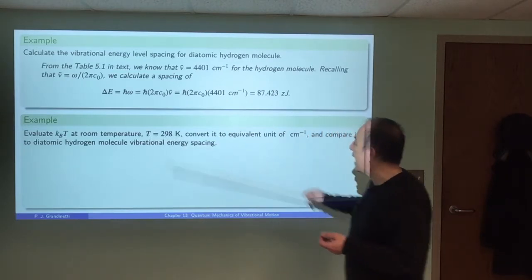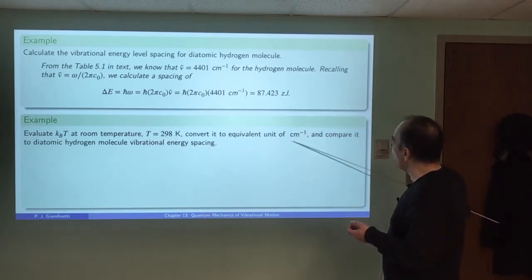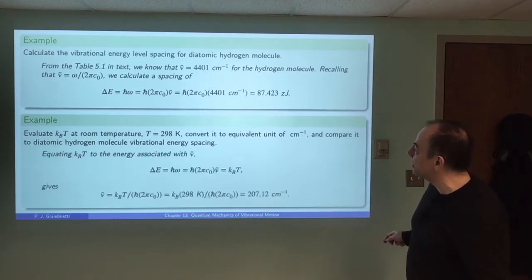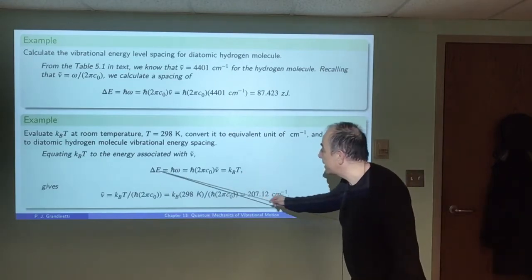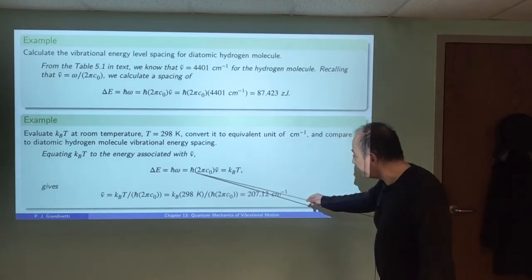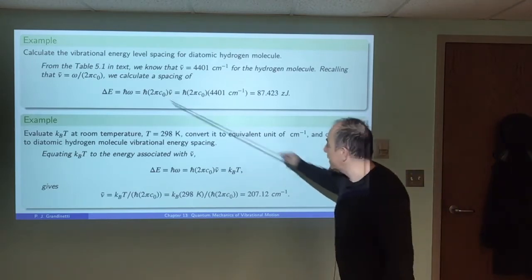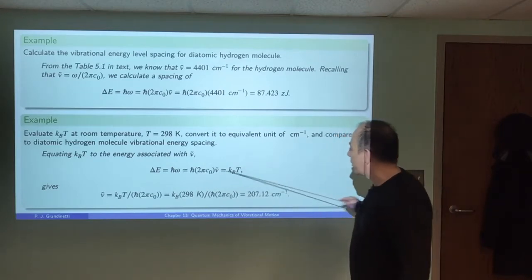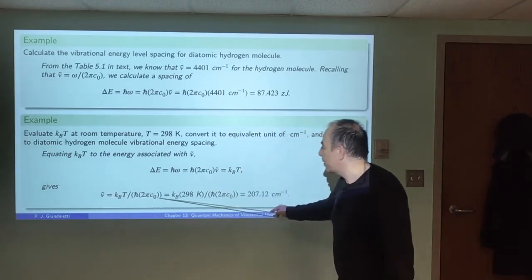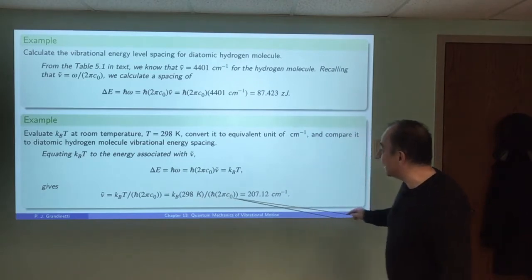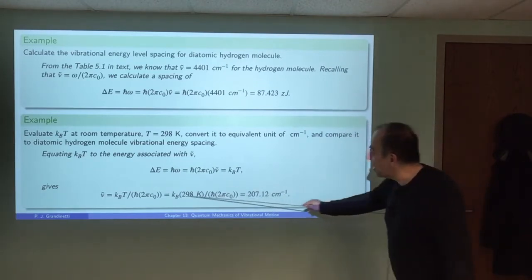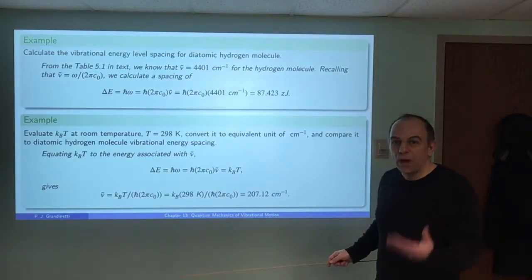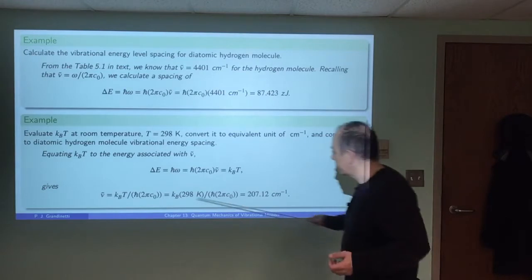So let's take a look at how this difference in energy compares to what kBT is. At 298, let's convert kBT to the equivalent of this number here, 4401, and compare it to the spacing. If I take delta E equal to h bar omega, plug in this expression, and set that equal to kBT, I can rearrange this expression, plug in my 298, and calculate that 298 Kelvin is associated with about 200 inverse wave numbers.